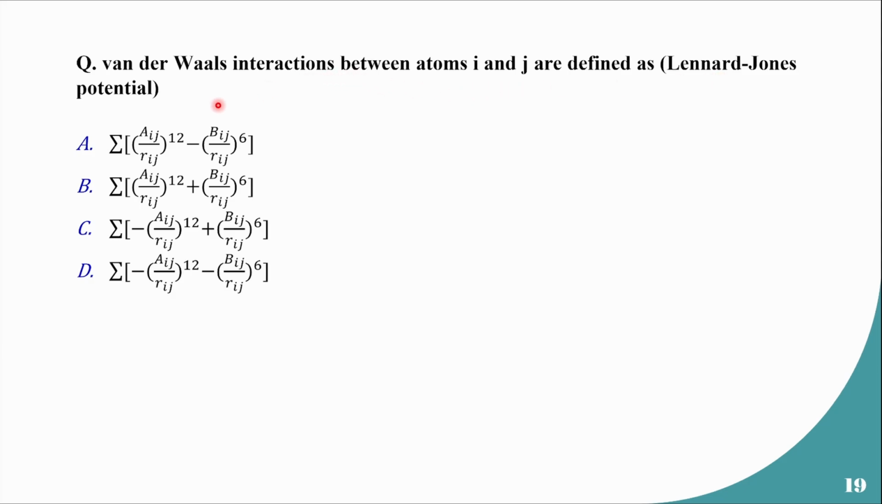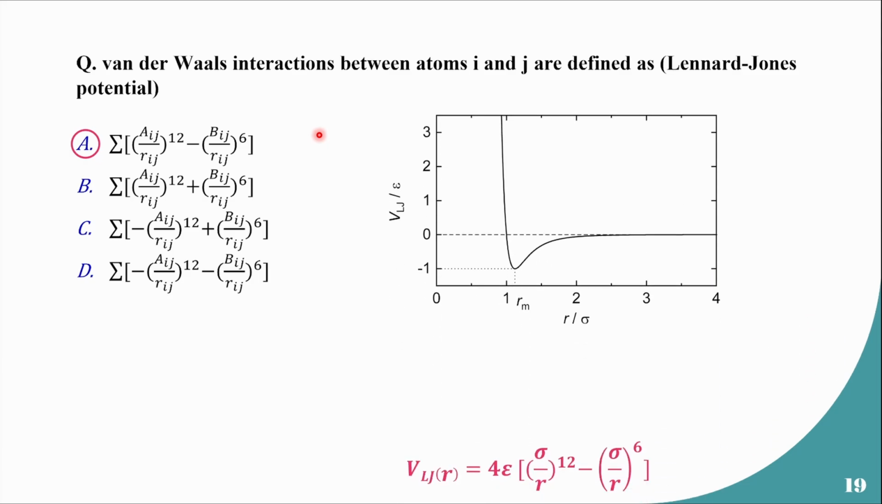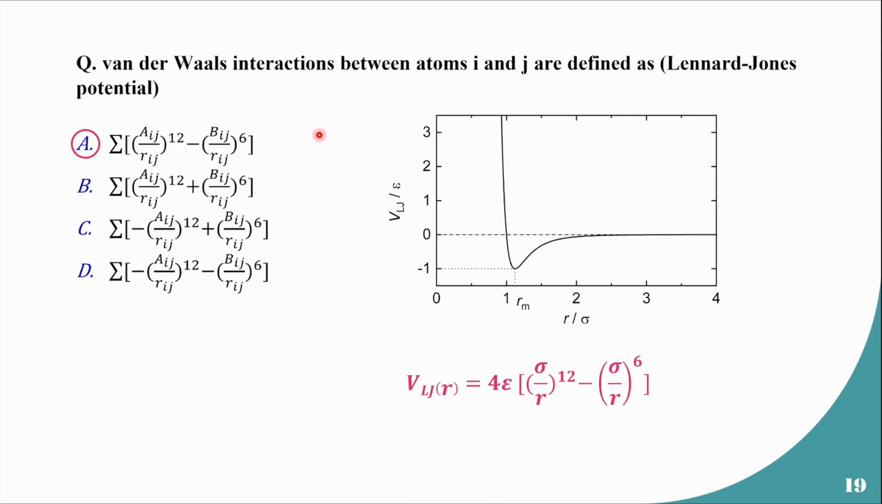The van der Waals interactions are basically identified by the Lennard-Jones potential. The equation for the Lennard-Jones potential is typically used for these calculations. If you look at all of these options, option A, which is Aij divided by Rij to the power 12 minus Bij divided by Rij to the power 6, is the formula for computing the van der Waals interactions. I think this was related to some of the earlier classes.